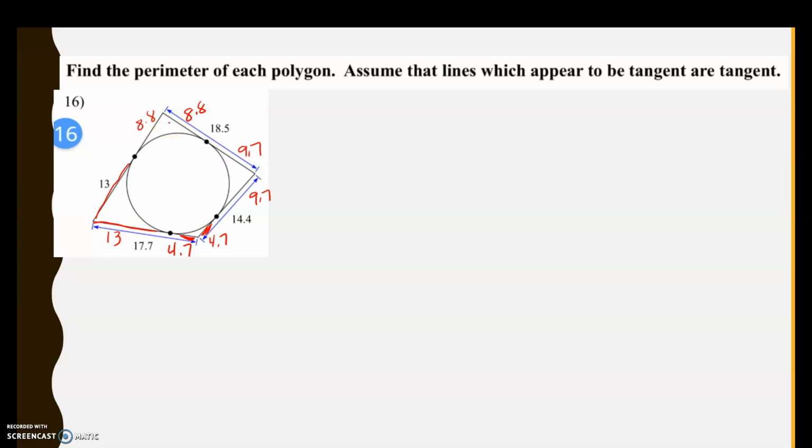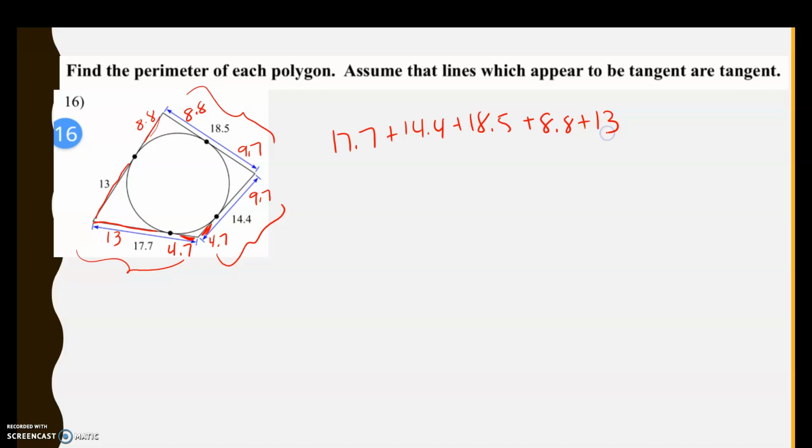So I can add all these all the way around, but I do know that this entire length here is already 17.7. This entire length is 14.4. This entire length is 18.5, and then just these two are the ones that I'm going to have separate, my 8.8 plus my 13. When I add all those together, I'm going to get 72.4.